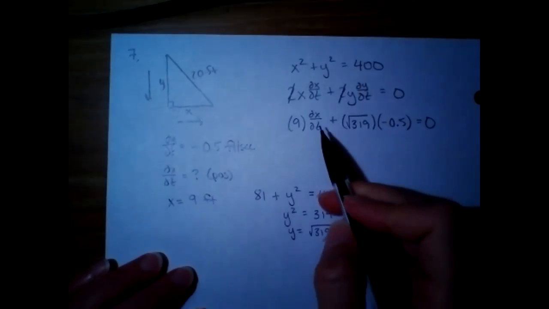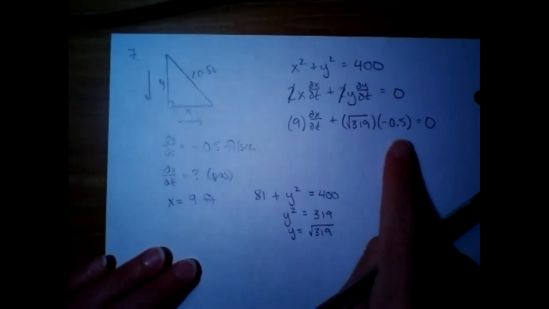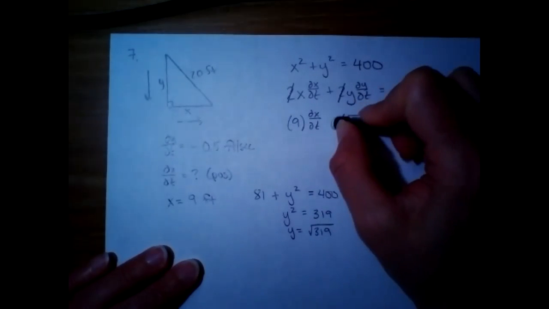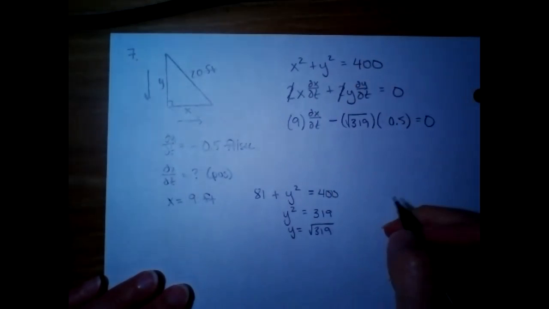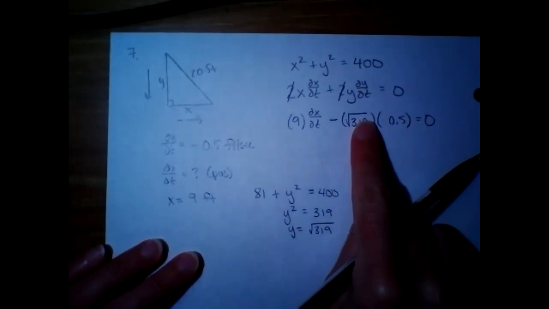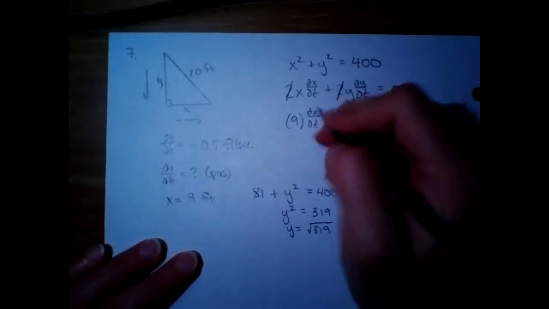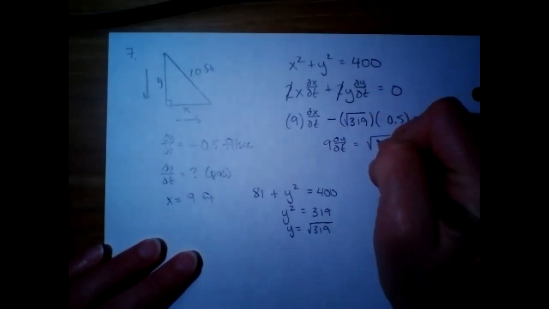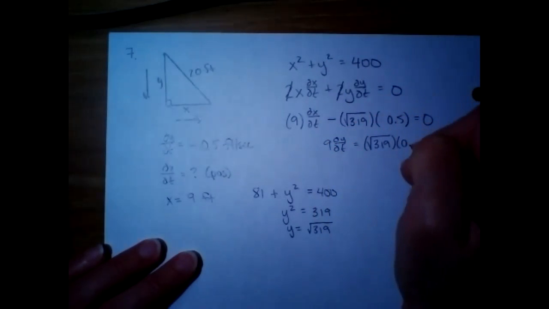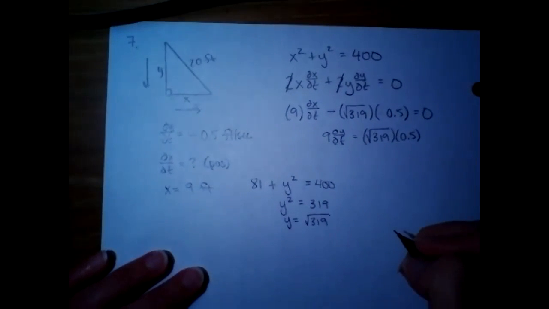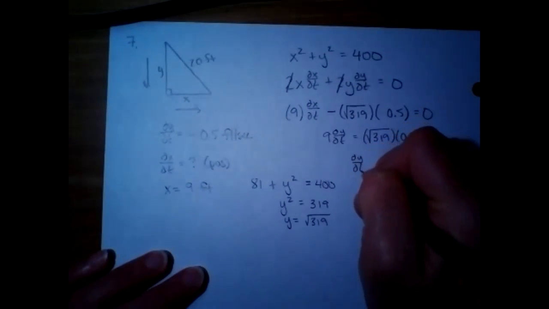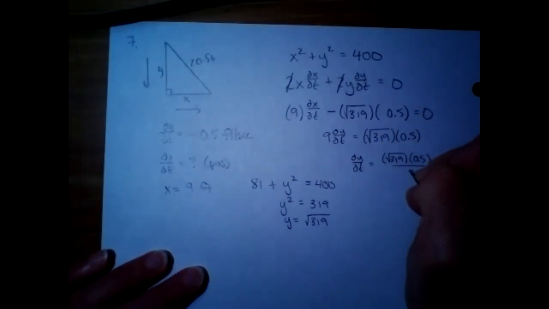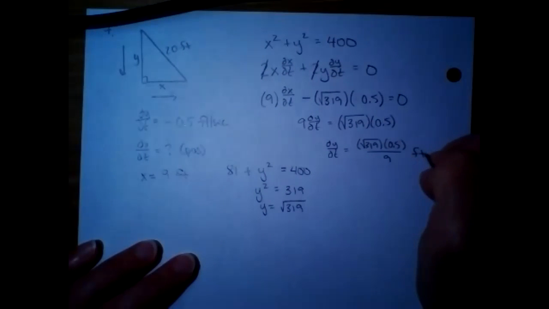And then the last thing we have to do is get dx/dt by itself. Now this term is negative. Let me go ahead and erase the negative here and just put it out front. That whole term is negative because that 0.5 was negative. So when I move it to the other side, I'm adding it over, so it's going to be positive. And then the last step would just be to divide by 9. And then the units are feet per second.